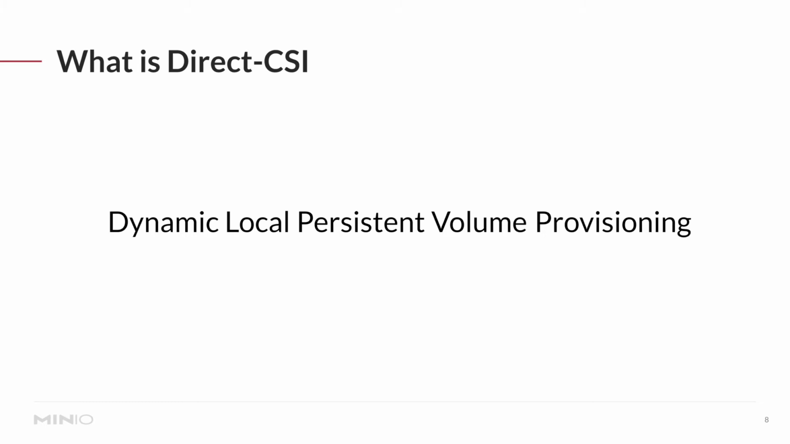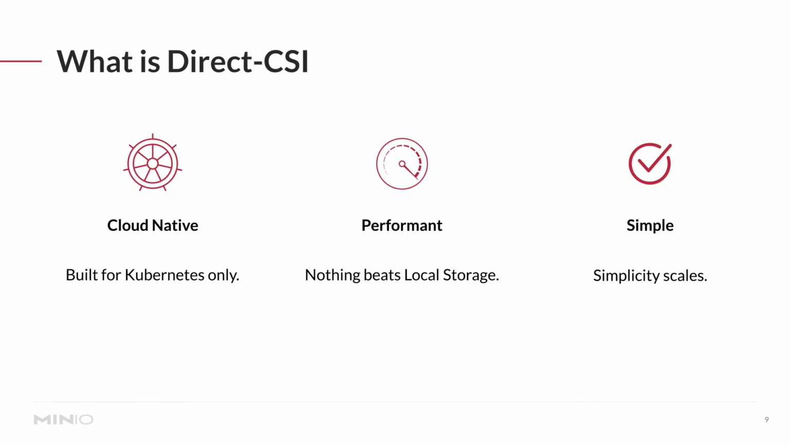And some of the things that make Direct-CSI great is that it's cloud native, it's built only for Kubernetes, it's performant because nothing beats local storage for your applications, especially when you're building very large, very high performance applications that you're running on your Kubernetes cluster. Nothing beats local storage. And it's very simple. And the beauty about simplicity is that it scales. So those are the three core features that Direct-CSI is bringing to the table.